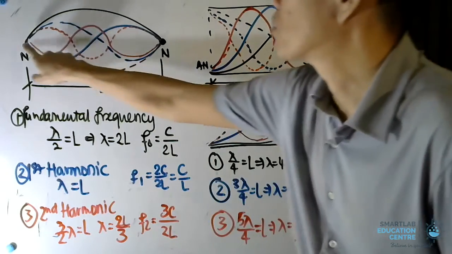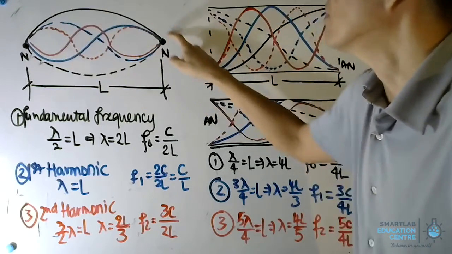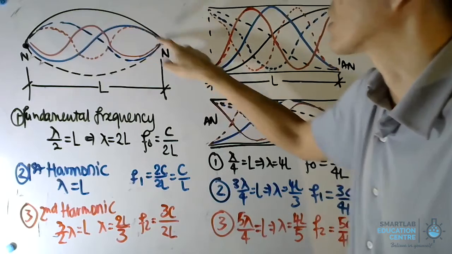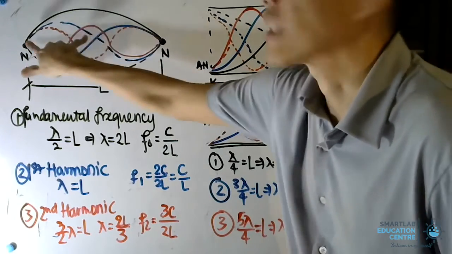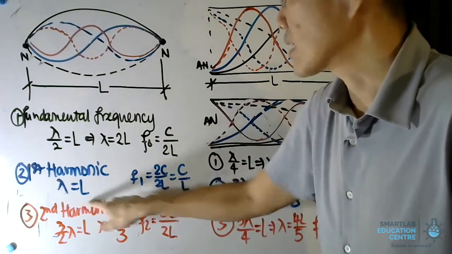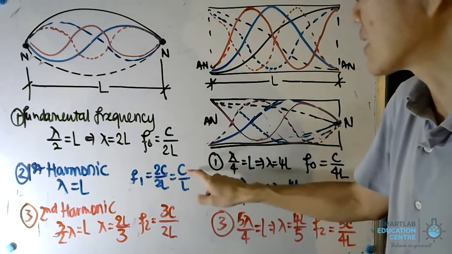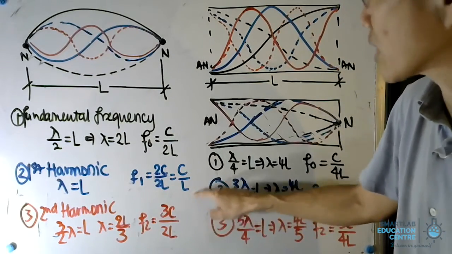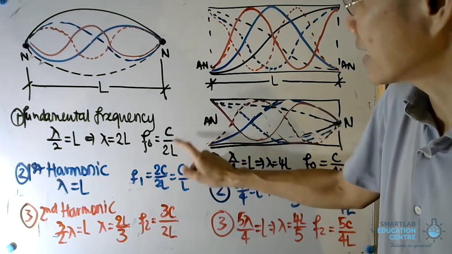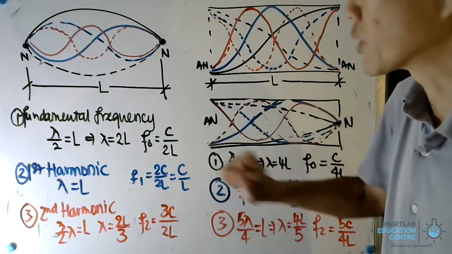So in this case, previously, there's only one segment between two nodes. Now, if you take a look at the blue line, you have one segment, you have another segment. So with that, the wavelength now is directly equal to L, and you can see that F1 is now equal to C over L, but it's important to take note it's actually 2C divided by 2L. You can see it is actually a multiple of your fundamental frequency.